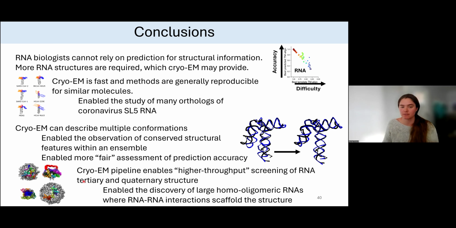And cryo-EM in general has enabled a higher throughput screening of RNA tertiary structure. It's still not high throughput, but certainly higher throughput than previous methods. And this has enabled the discovery of these very large homo-oligomeric RNAs, where RNA-RNA interactions scaffold the structure.